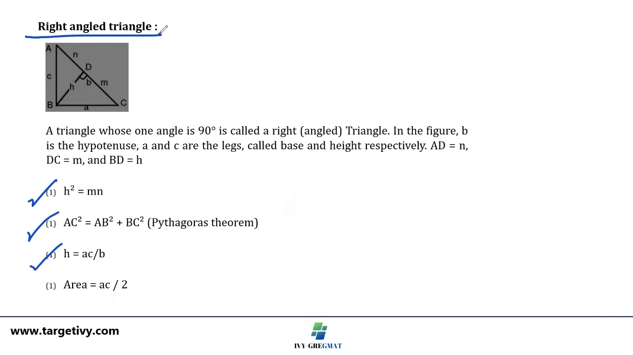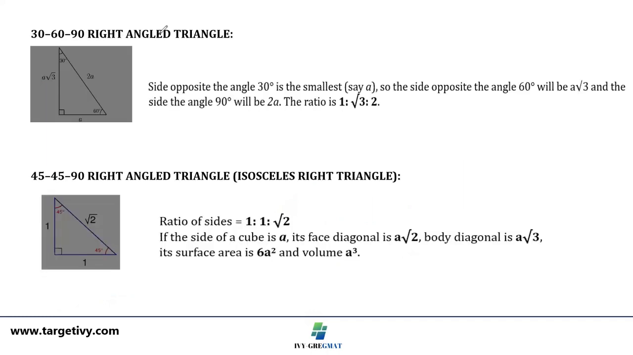Okay, so let's go further and understand the two variants we are going to play around with: 30 60 90 right angle triangle and 45 45 90 right angle triangle, or the isosceles right angle triangle. In a 30 60 90 right angle triangle, one angle is 90 degrees, and the other two angles are 30 degrees and 60 degrees. We learned that the side opposite to the largest angle is going to be the longest side, and the one against the smallest angle is going to be the shortest side.